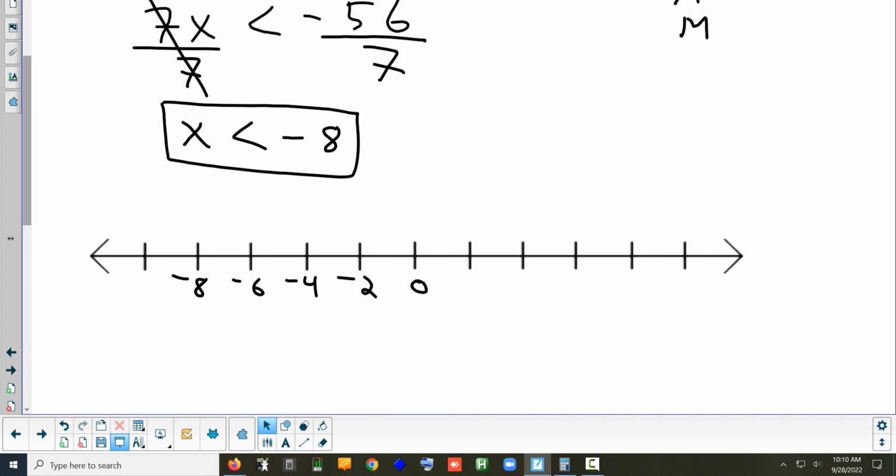So if it's just a less than, it's an open circle. And Finnegan already told us we're going to shade to the left. So draw your arrow left. And that's it. So very, very similar to yesterday. Questions on that? Any questions on that?